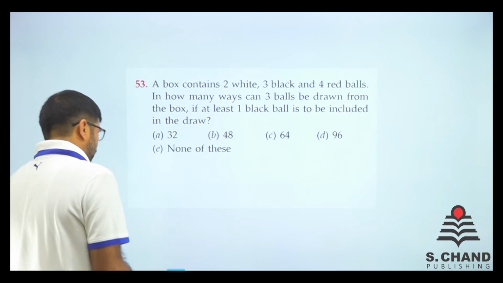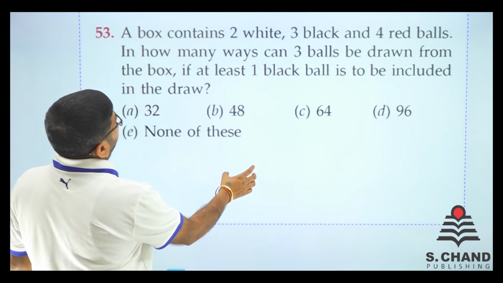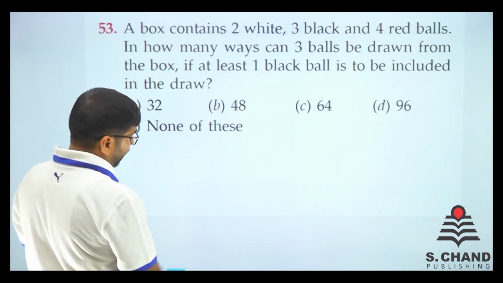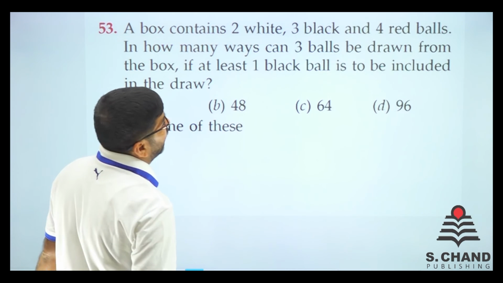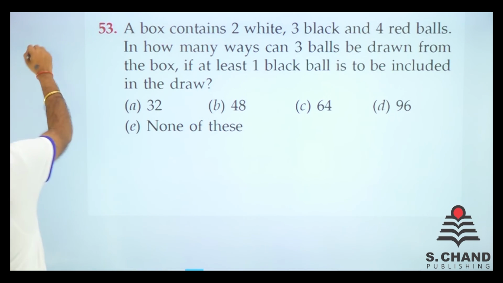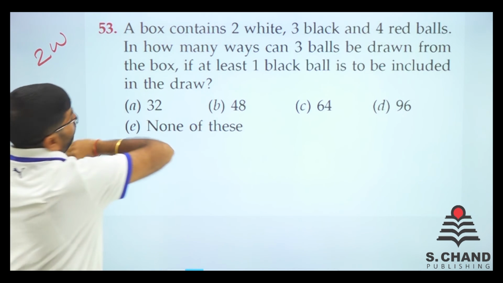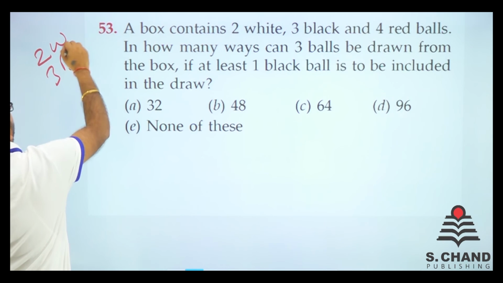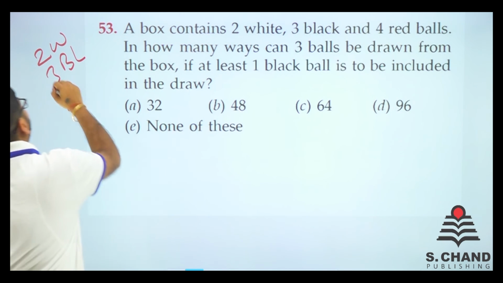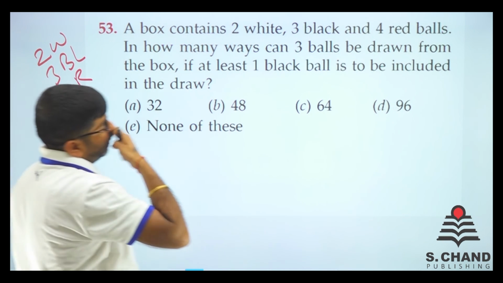Okay, so there's something more. A very good question, I guess. A box contains 2 white, 3 black, 4 red. I must write it here: 2 white, 3 black and 4 red. Okay, so what is said?